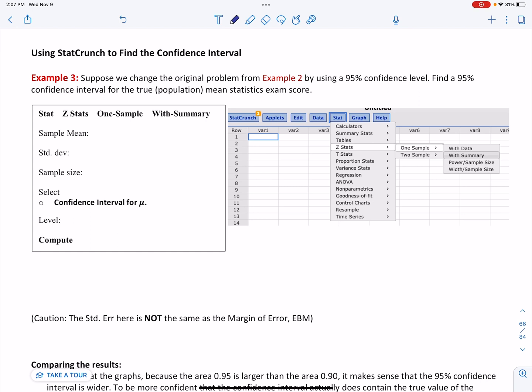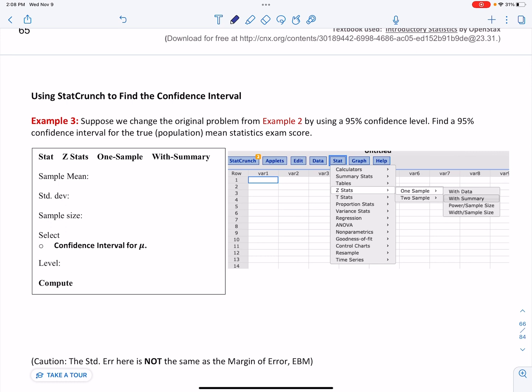We are going to continue our study of 8.1 by using StatCrunch to find the confidence interval. In example 2, we knew that we had an n value of 36. We had a population standard deviation of 3 and a sample mean of 68. We were also looking for a confidence level of 90%. Well, this time, we're going to ditch the 90% and make it 95%. So we want to be even more confident in our answer.